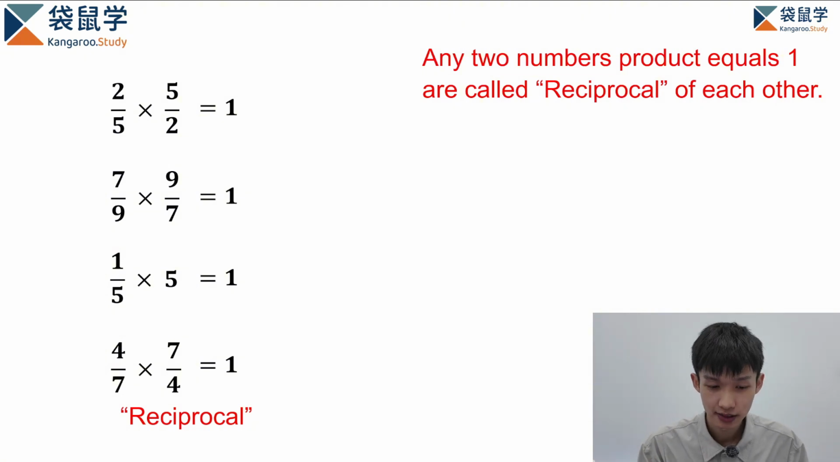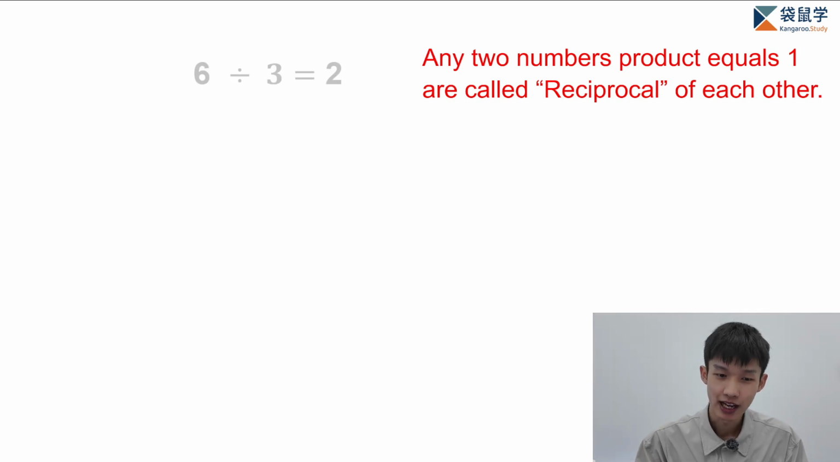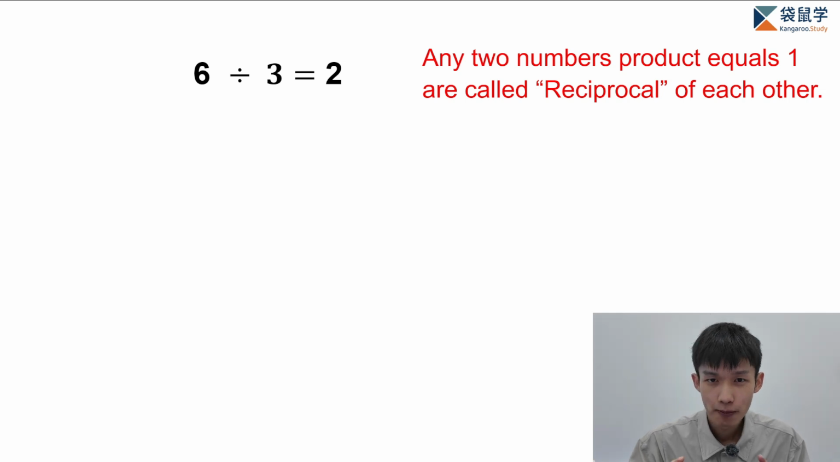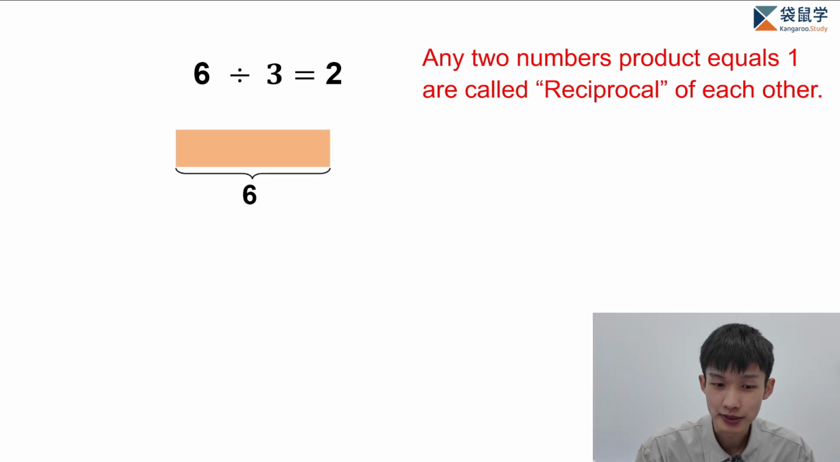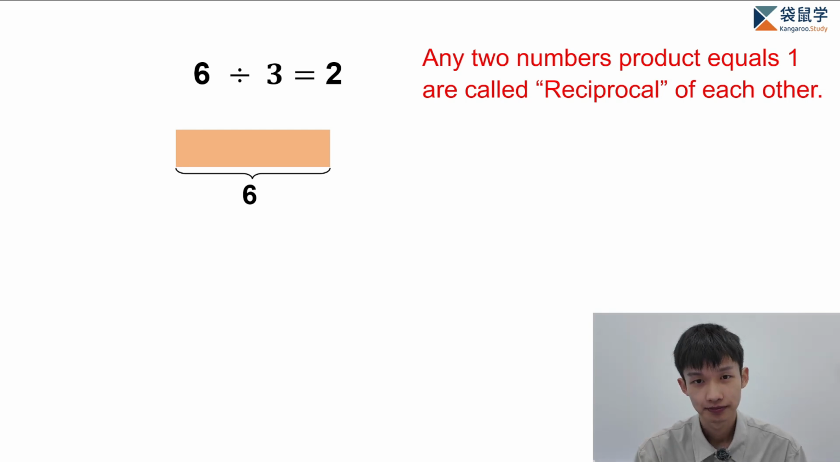That's how we say it. Now, after that, let me show you some examples. A very simple calculation: we have 6 divided by 3 equals 2. Very simple one. But if you're using a model to represent it, over here we have a model to represent 6. But how to divide by 3?